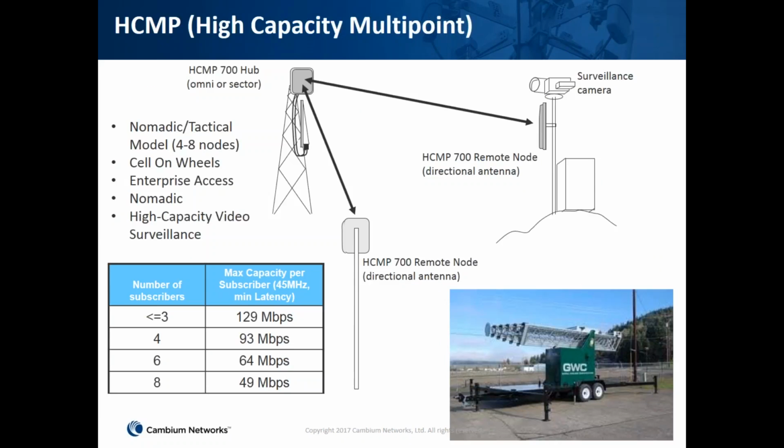Here are some of the other applications of HCMP along with throughput. So some of the other applications are nomadic or tactical models, cell on wheels, enterprise access, and high capacity video surveillance. As the number of subscribers increase, the maximum capacity per subscriber is decreasing, and this table kind of gives you a rough idea of how much it is. So for three subscribers, it's going to be 129 megabits per second, and for up to 8 subscribers, it's going to be 49 megabits per second.